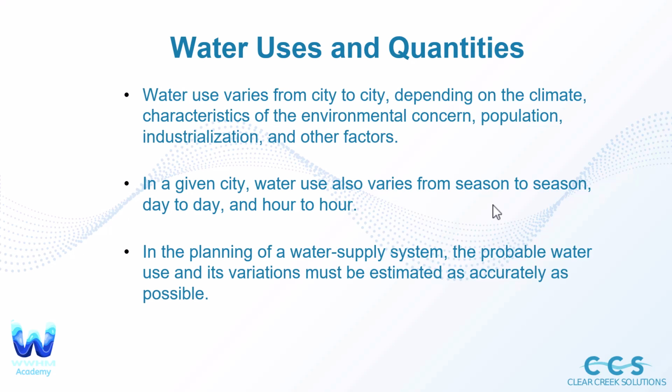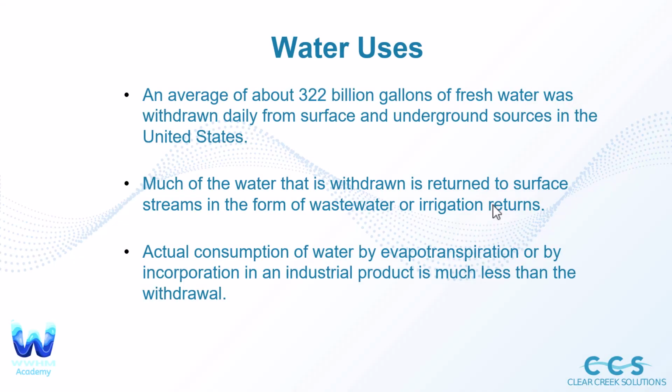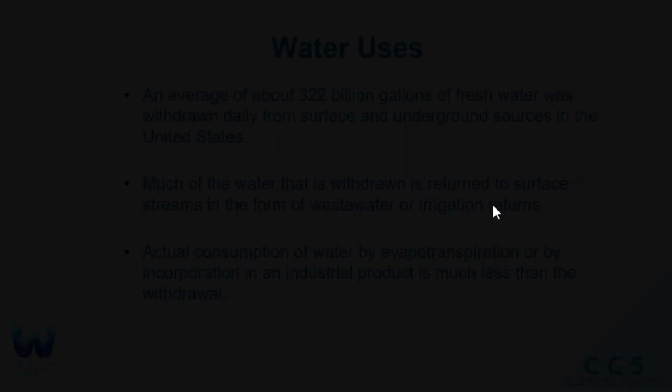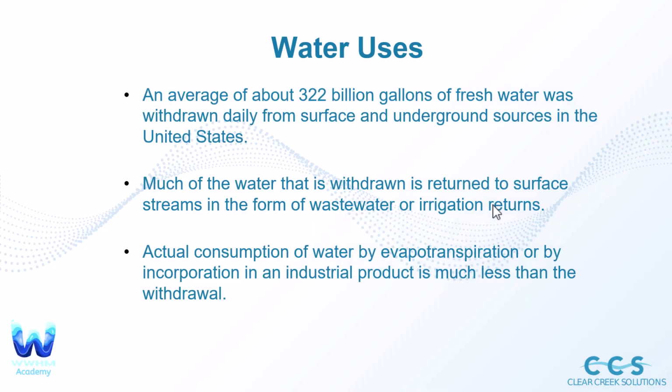In the planning of a water supply system, the potable water use and its variations must be estimated as accurately as possible. An average of about 322 billion gallons of fresh water was withdrawn daily from surface and underground sources in the United States. And that's actually a 16% decrease, I think, from the previous 5 to 10 years. Much of the water that is withdrawn is returned to surface streams in the form of wastewater or irrigation returns. Actual consumption of water by evapotranspiration or by incorporation in an industrial product is much less than the withdrawal.